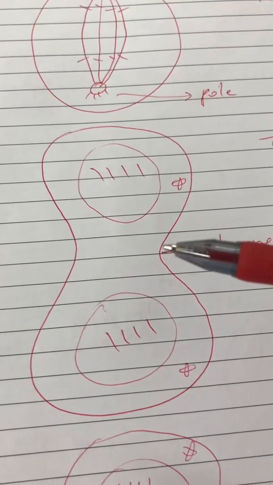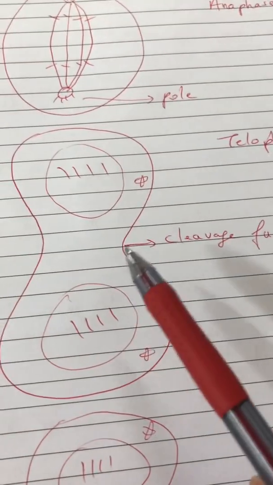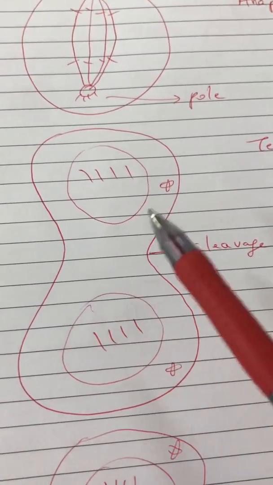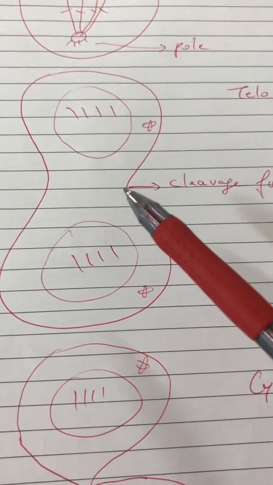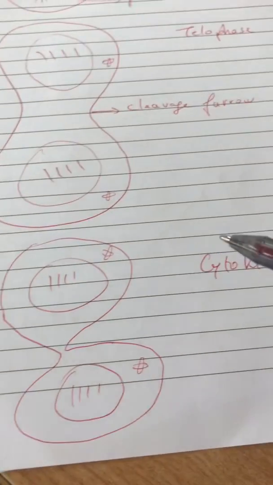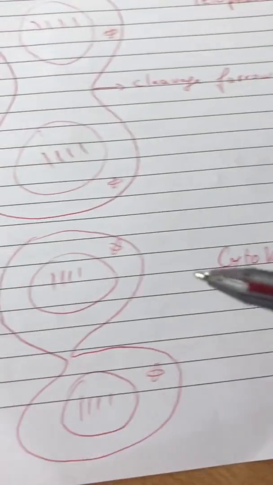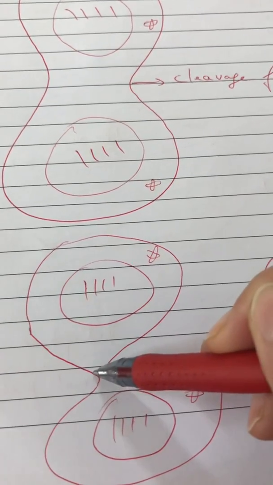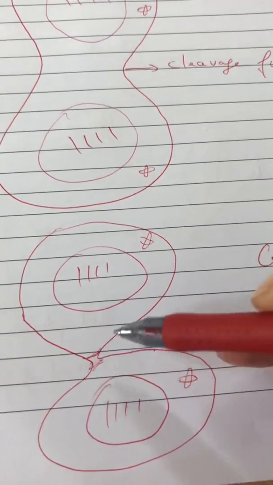So I can see that the two cells are being separated. This is what we call the cleavage furrow in the middle, when the cell is pinching inward. So now we're going to separate the two cells. This is what is called telophase. And then at the end of telophase, we have something called cytokinesis. During cytokinesis, the cell membrane will be totally separated. So now I have two new cells.